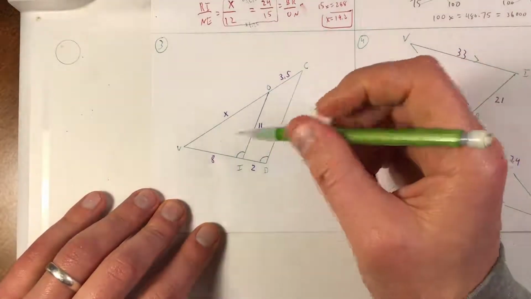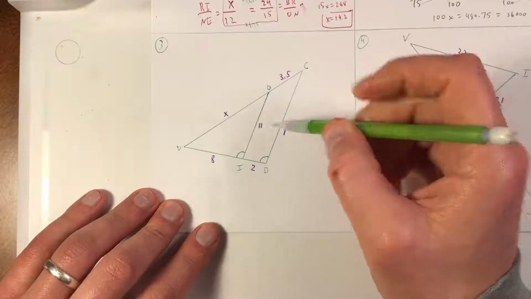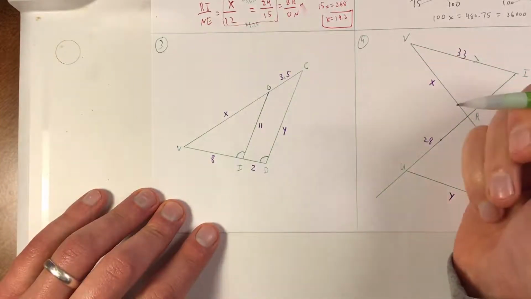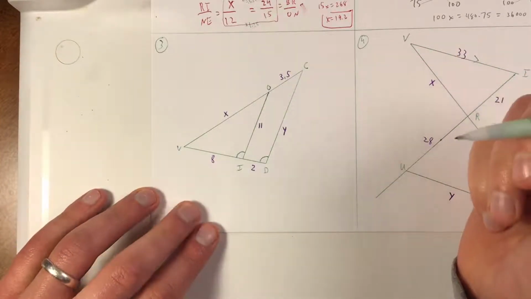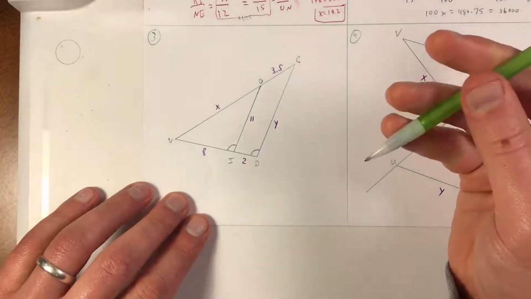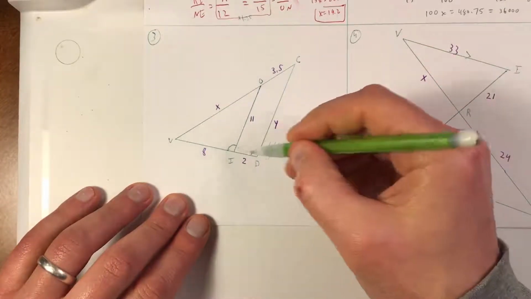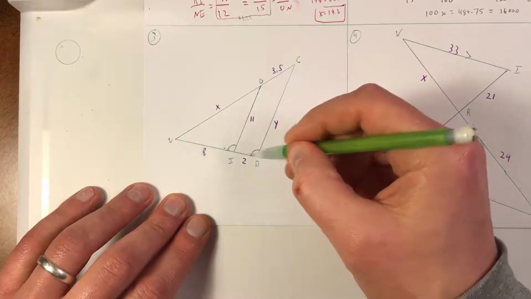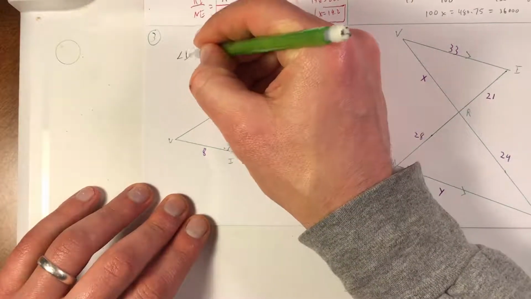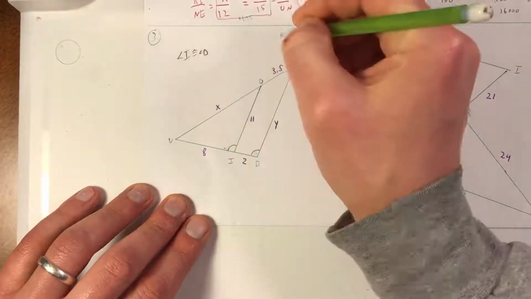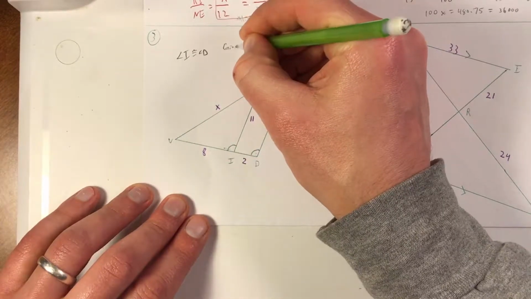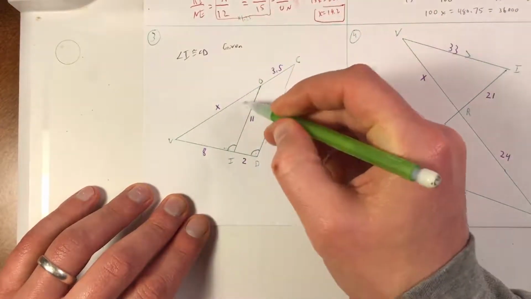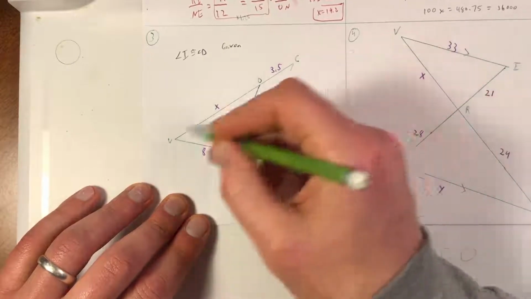Problem number 3, also again, I'm going to find x and y. They don't tell me that triangles are similar. So I don't know if I can use proportions yet. So let's check. Are they similar? Well, I've got one pair of angles congruent right here. Angle I is congruent to angle D. That's given. That's great.